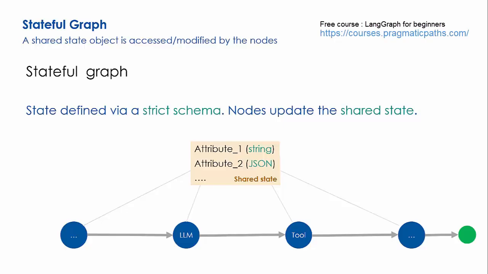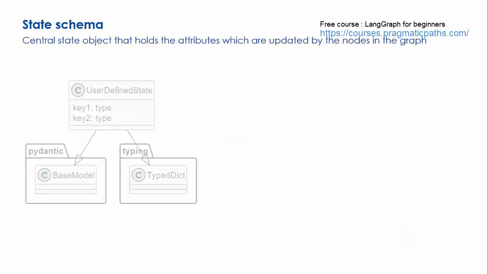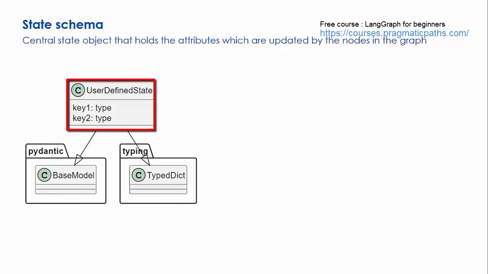To build a stateful graph, you will first need to define the state schema. There is no LangGraph specific schema class. Instead, you will create a schema class that is either a TypedDict for basic type hints or a Pydantic BaseModel if you need to define a complex state schema. This gives you complete control over how you structure your state.